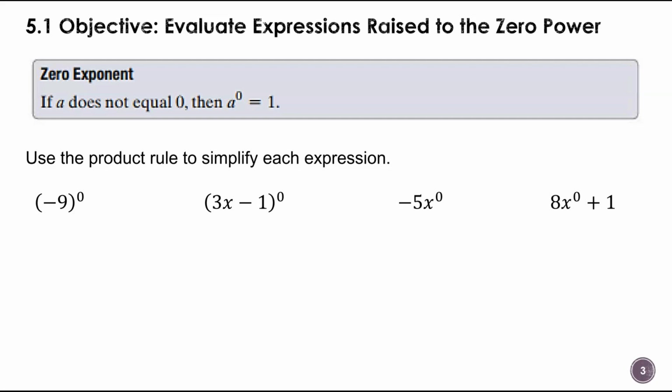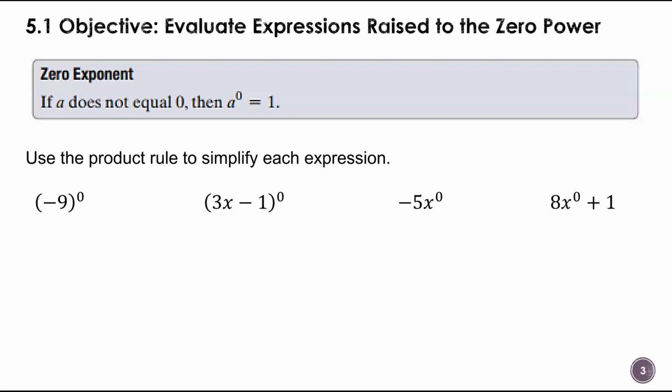Next, we have the zero exponent. Basically, with this, you need to just understand what is the zero exponent? How do I deal with it? Well, this says if a does not equal 0. So in other words, we can't take 0 to the 0 power. And I'll show you that it's because there's a division involved in this. So a to the 0 power equals 1. And this is just something that you have to know.